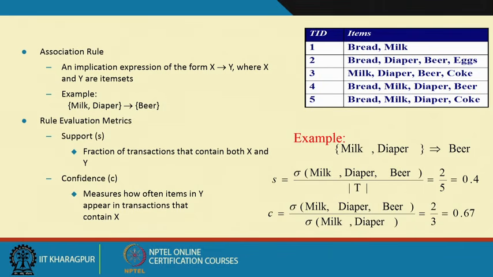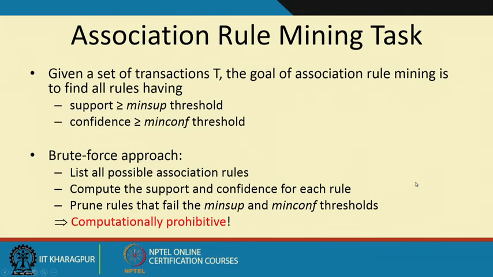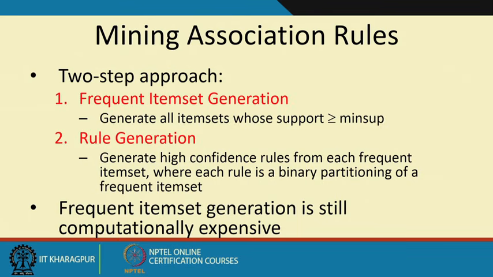So, we have defined support to be the number of transactions where the union of x and y appear, and confidence to be the fraction of transactions where y as well as x appear, divided by the number of transactions where only x appears. If both these ratios are greater than some preset thresholds, min sup and min conf, we call it an association rule.